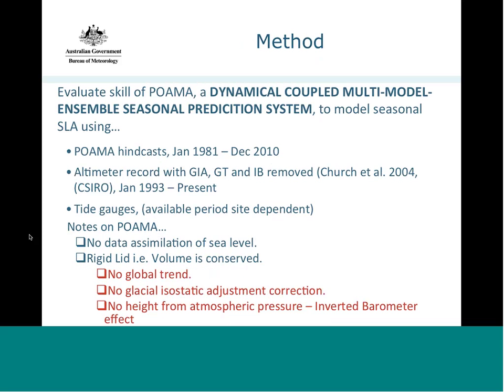So the method that we used in these papers was to evaluate the skill of POAMA, which, as I'd like to emphasize, is a dynamical coupled multi-model ensemble seasonal prediction system, to model seasonal sea level anomalies. This is the first of its kind in the literature. There have been quite a few papers in the past which were looking at statistical models. So this is a step up in the forecast systems.